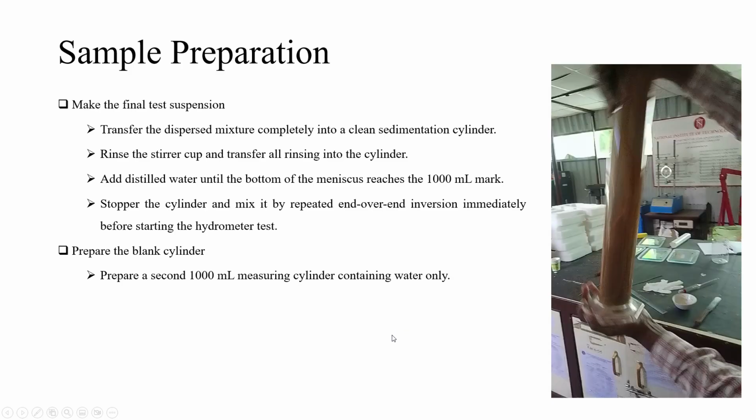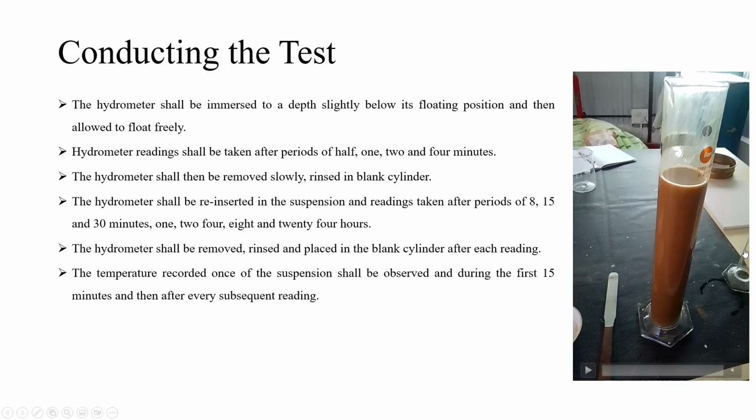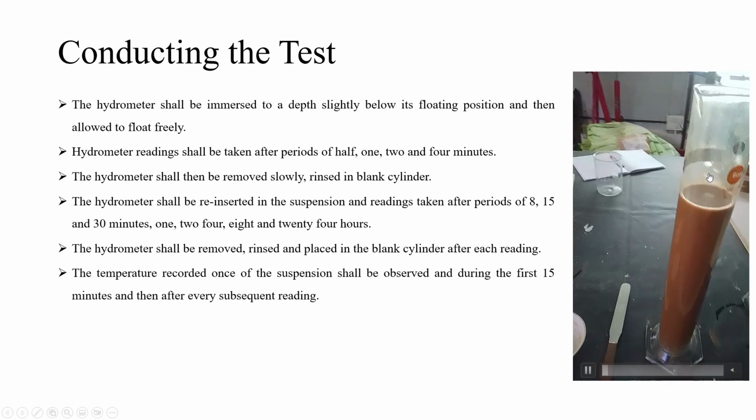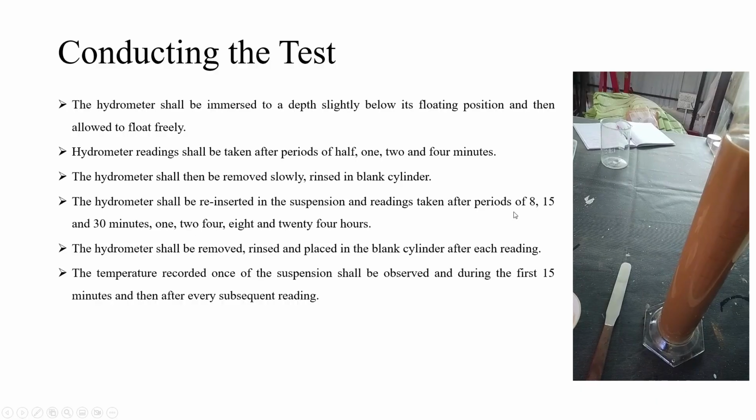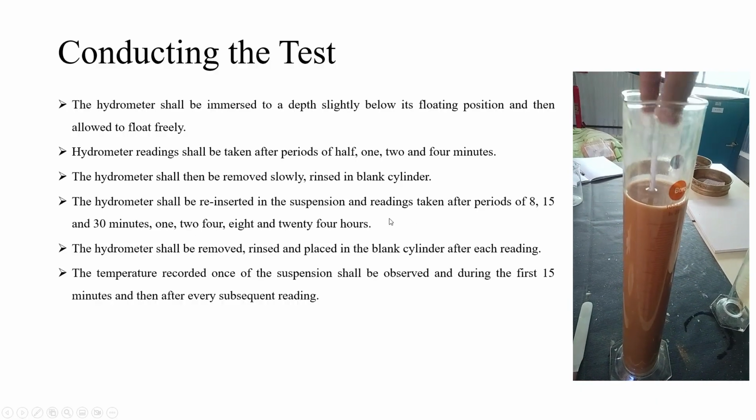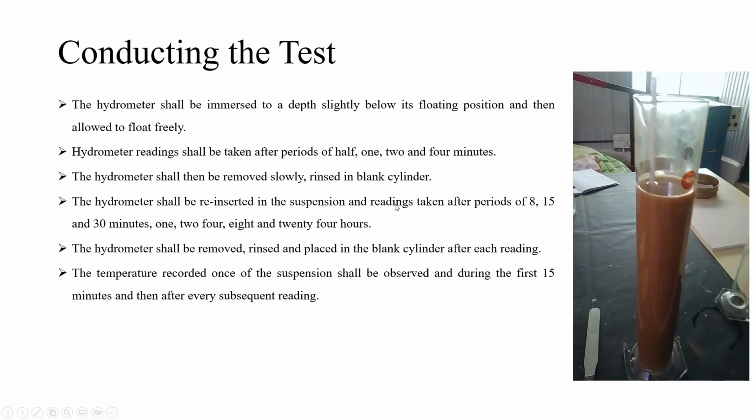Now start the reading, conducting the test. So just after placing it on a horizontal table, insert the hydrometer and start taking readings at 0 second, 15 second, 30 second, 45 second, 1 minute, 2 minute, and 4 minute. Then just remove this hydrometer and keep it in a plain cylinder containing water only.